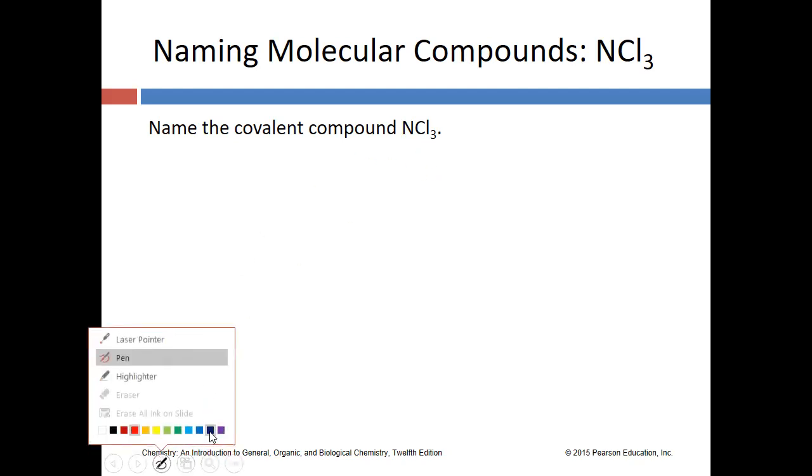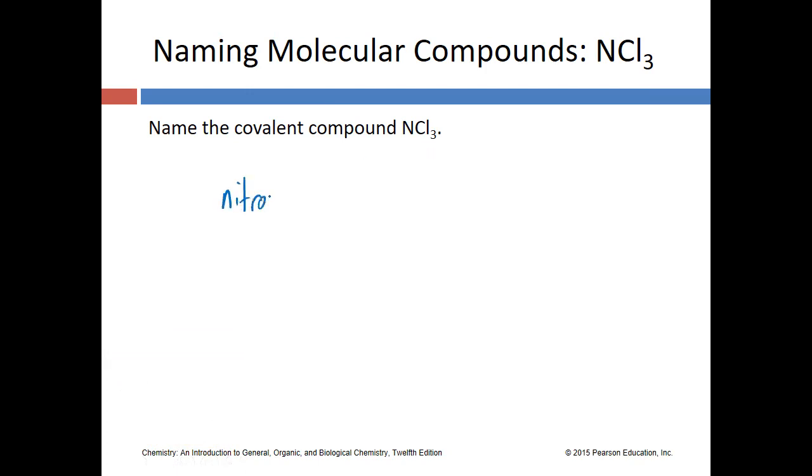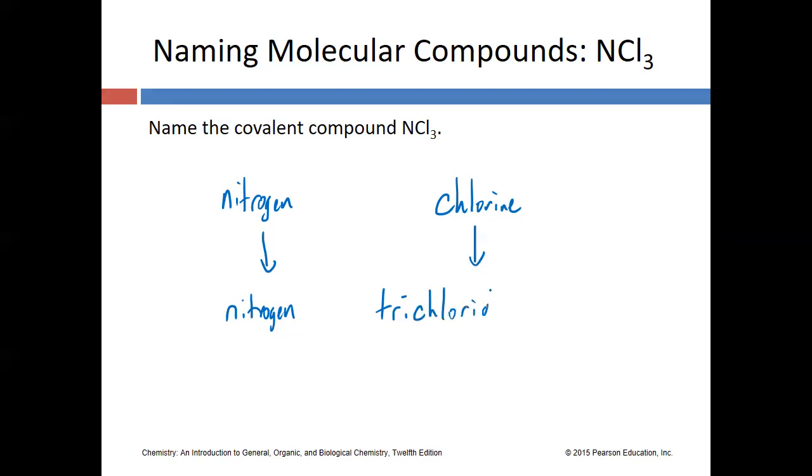N, we know, is nitrogen. Cl, we know, is chlorine. Since there is only one nitrogen, we don't need to add a prefix to it, so it is just going to stay nitrogen. Since there are 3 chlorines here, we're going to need to add the prefix tri, and we are going to change the ending to IDE. So that means the name of this compound is going to end up being nitrogen trichloride. 1 nitrogen, 3 chlorines, 1 molecule.